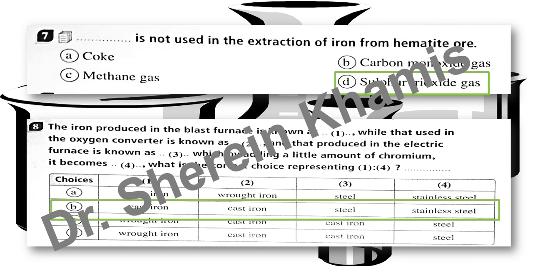At first, in the blast furnace, we have cast iron, used in the oxygen converter, and it's called cast iron. What is produced in the electric furnace will give steel, and it is produced with a little amount of chromium to produce stainless steel alloy. Okay, it is an easy question. Let's continue.